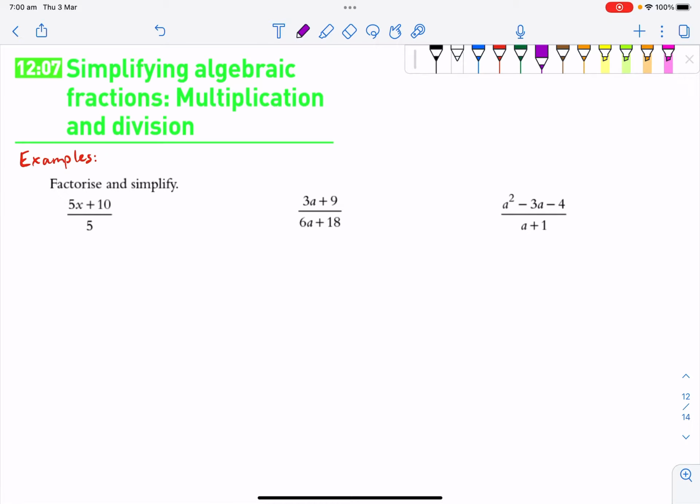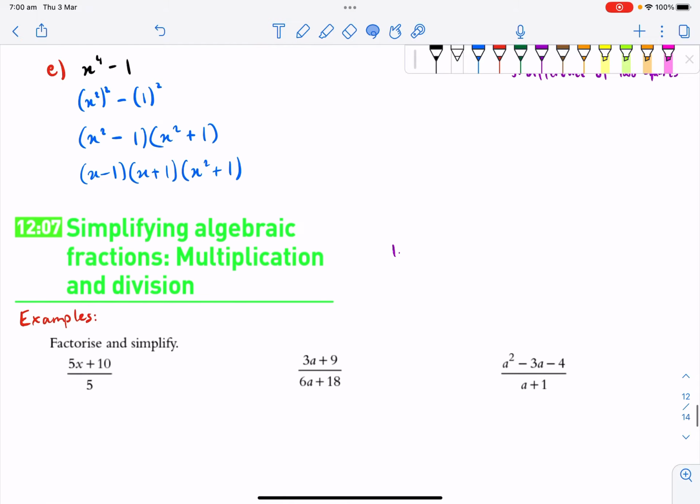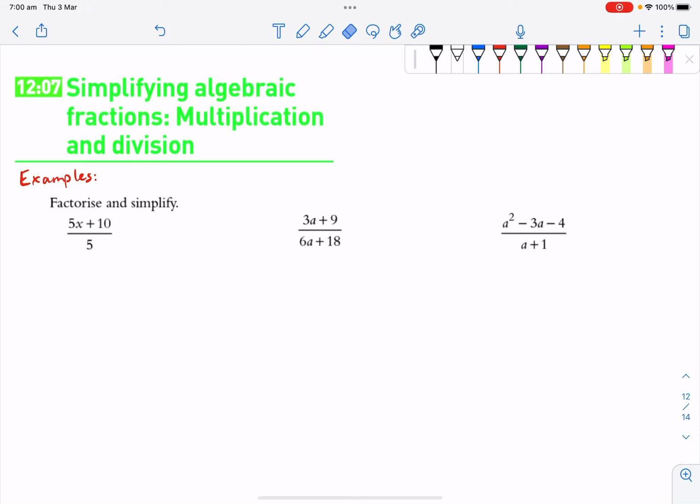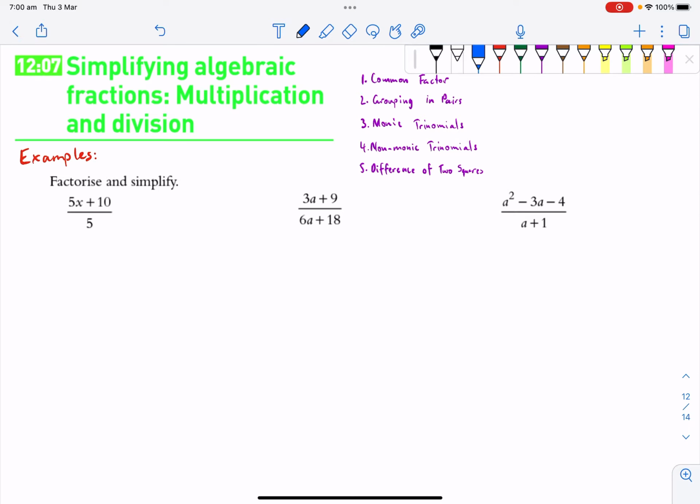If you recall, we have those 5 techniques. Let me just pull them from here. As you can see in the previous exercise, I'm actually going to pull them from here. All right, so we've got those 5 techniques. You need to identify each technique when you're doing algebraic fractions as well.